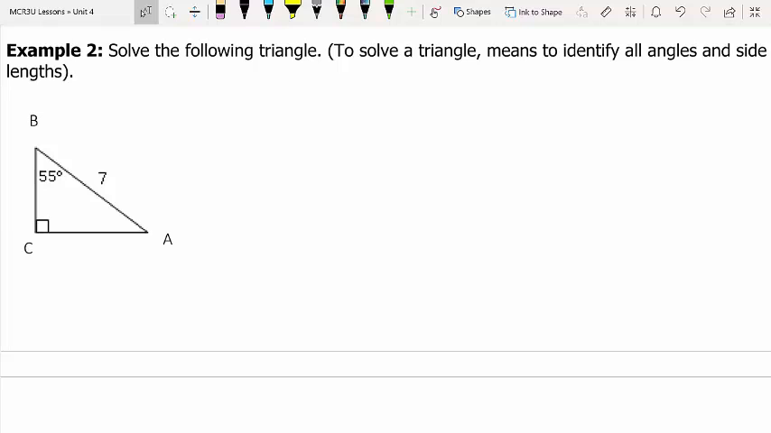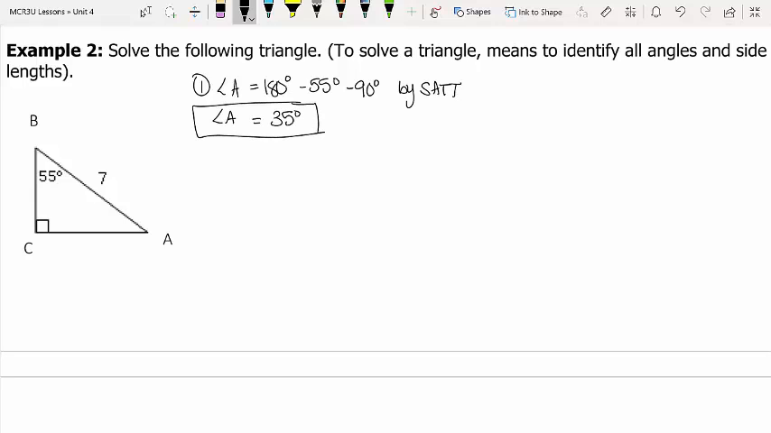Example 2, solve the following triangle. When you're asked to solve a triangle, it means find all the unknown angles and sides. The first thing I'm going to do is find angle A using the sum of the angles in a triangle theorem. And I always recommend that after you find a value, put it into the diagram.